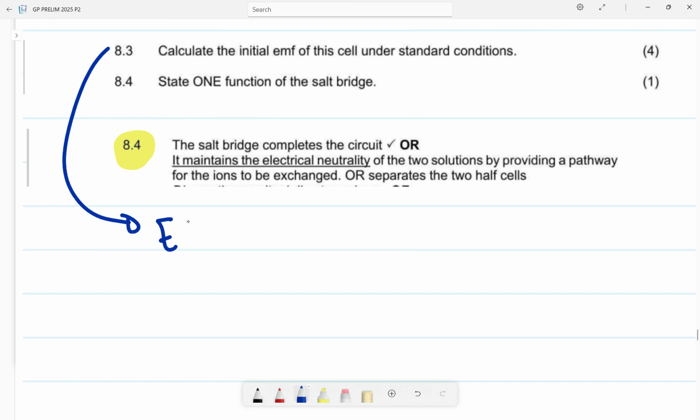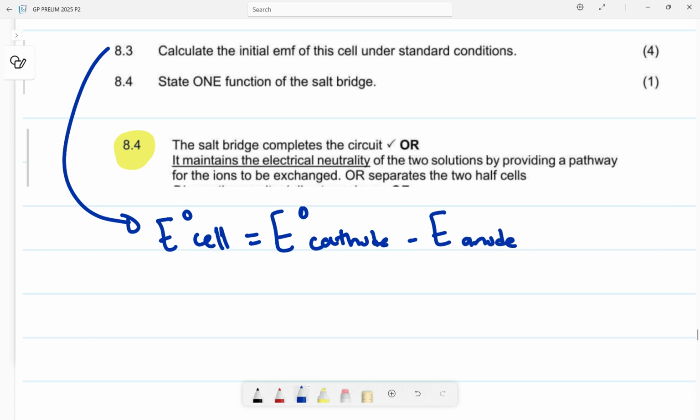E naught of the cell is equal to E naught of reduction. Not reduction, you have to write it in full. Actually, we say E naught of the cathode minus E naught of the anode. Even if you write reduction or oxidation, it is still fine, still acceptable.